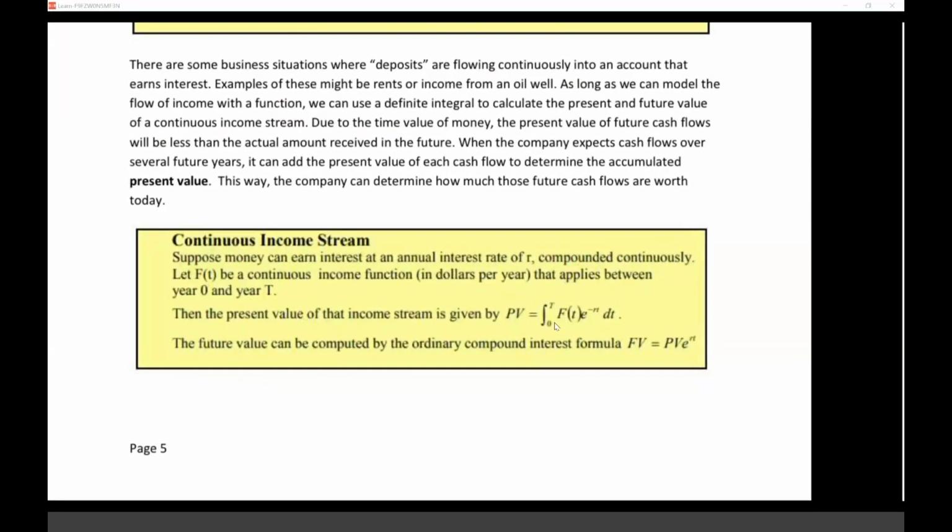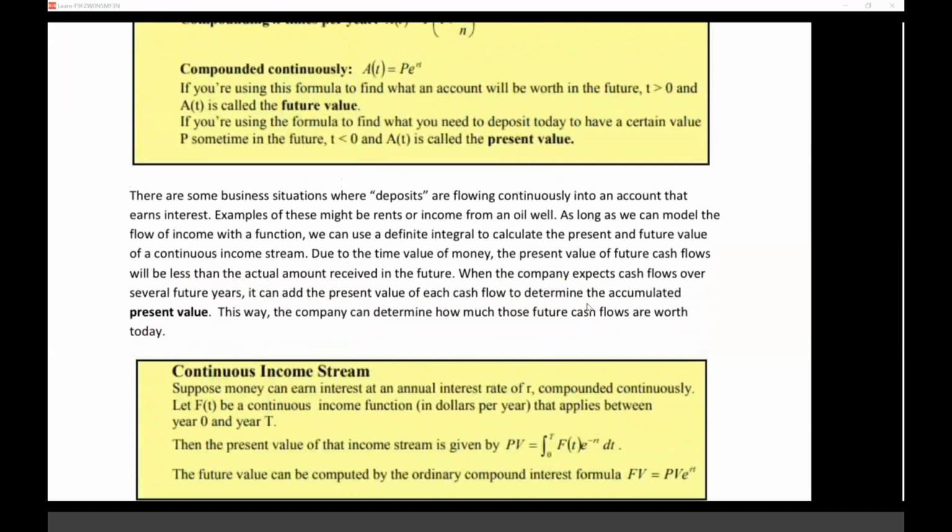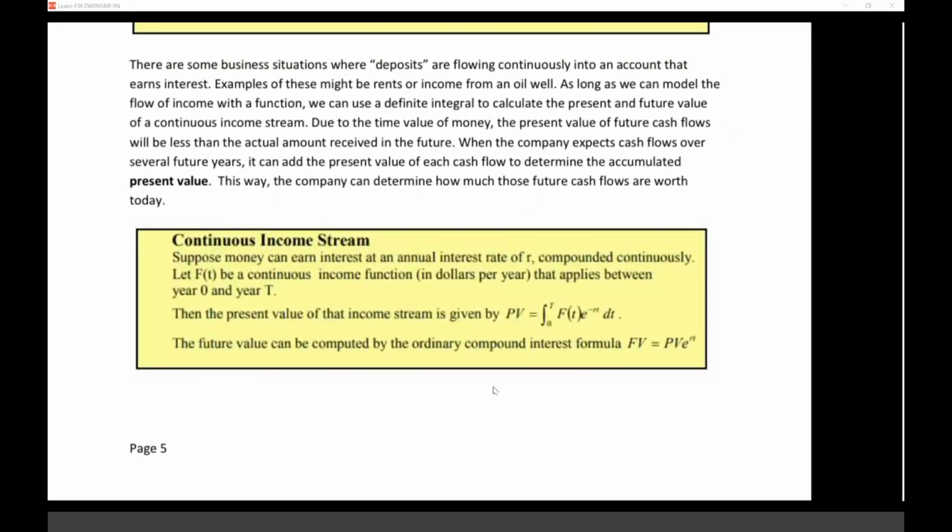So you're basically taking the function that's your continuous income stream, it's a rate function, and you're going to multiply it by this present value compounded continuously. And again, we're going backwards in time, which is why the exponent's negative. Here's future value, we want present value. So that's why this is a negative exponent. So you've got this product of functions, and we're going to integrate that from 0 up until the time we hold the investment.